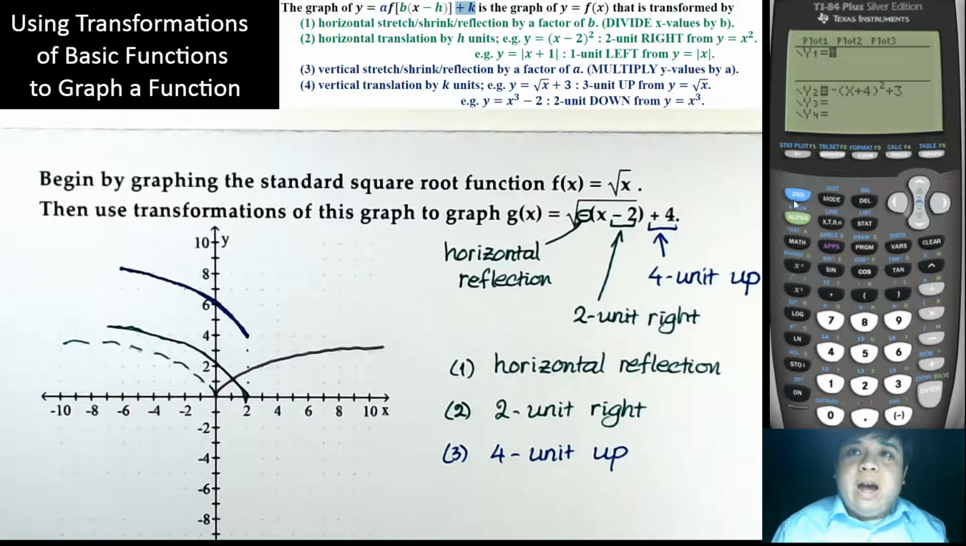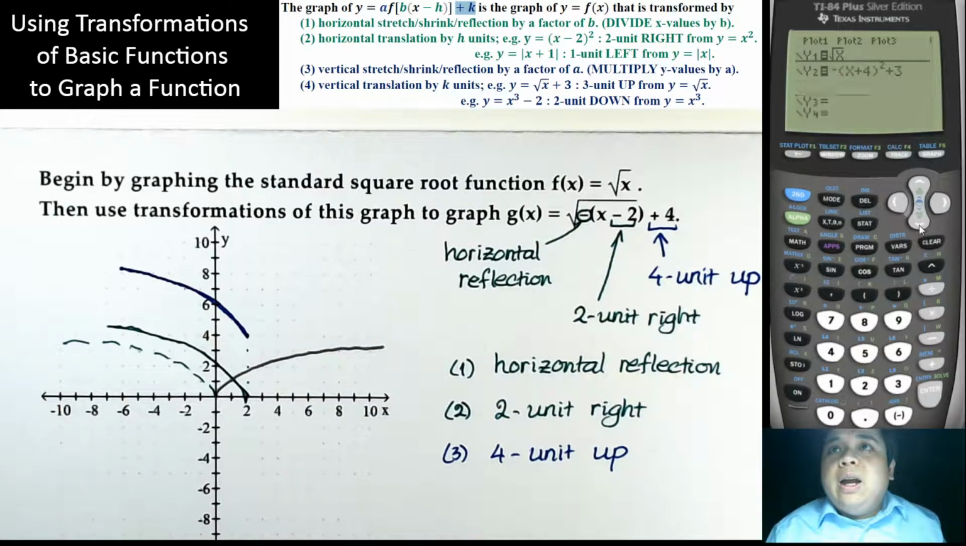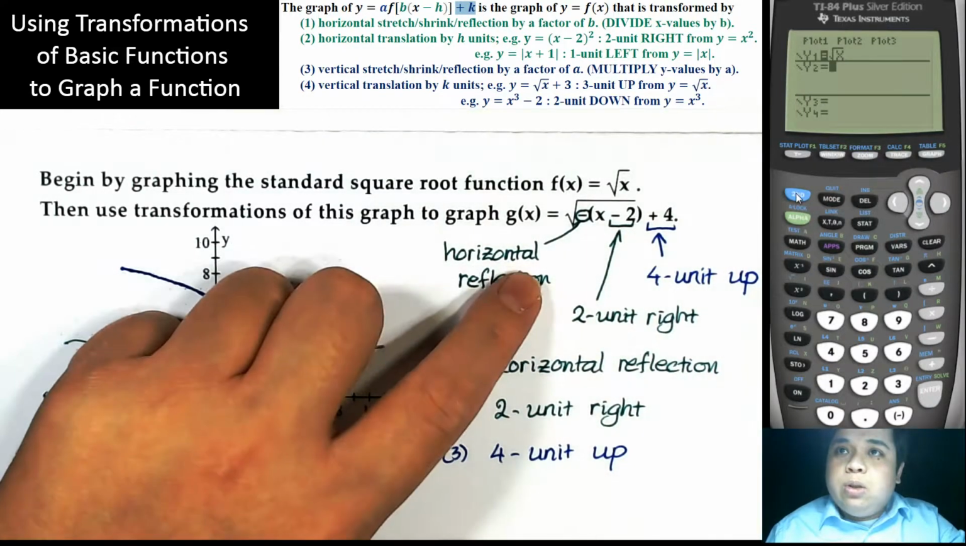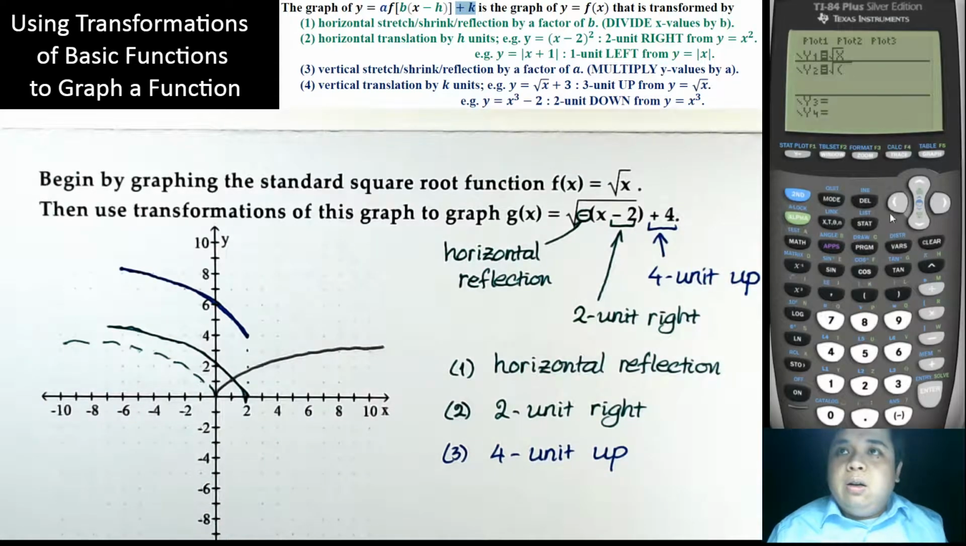We have the square root of x as the basic function, and then we have the function square root of negative x minus 2. Notice if you use the negative, it is this negative sign and not a subtract. So we have negative x minus 2, get out the square root, and then plus 4. And then we will graph.